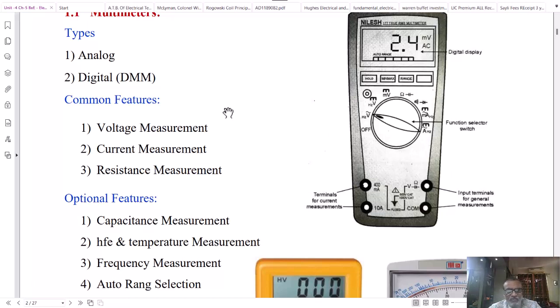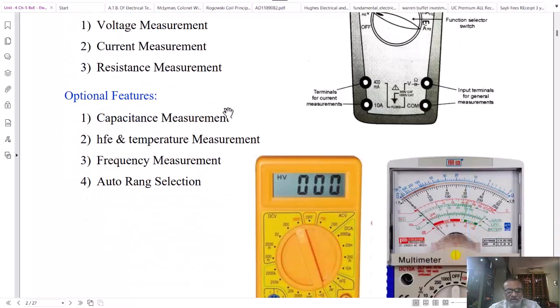Whereas some good quality multimeters have additional optional features in them. They provide measurement of capacitance. They provide the facility for measurement of temperature as well as measurement of beta of the transistor, called HFE. Some multimeters are capable of measuring the frequency of the applied signal, and some meters provide an auto range selection facility.